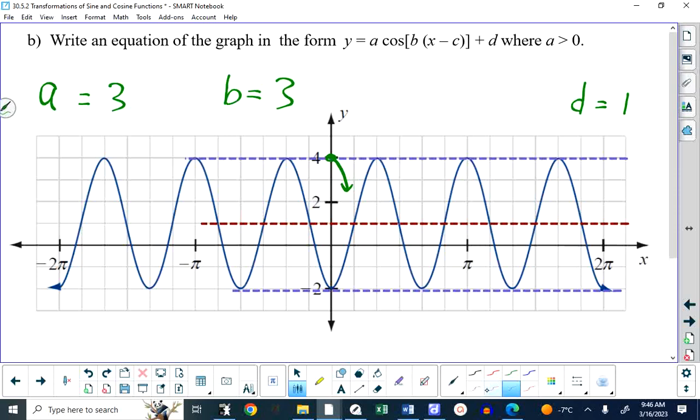So what we say, if you want to do this visually, which will work here, you can say, what do I need to do to this green graph to get the graph I want? And the answer is I have to shift it pi over 3 to the right, which means c is pi over 3.